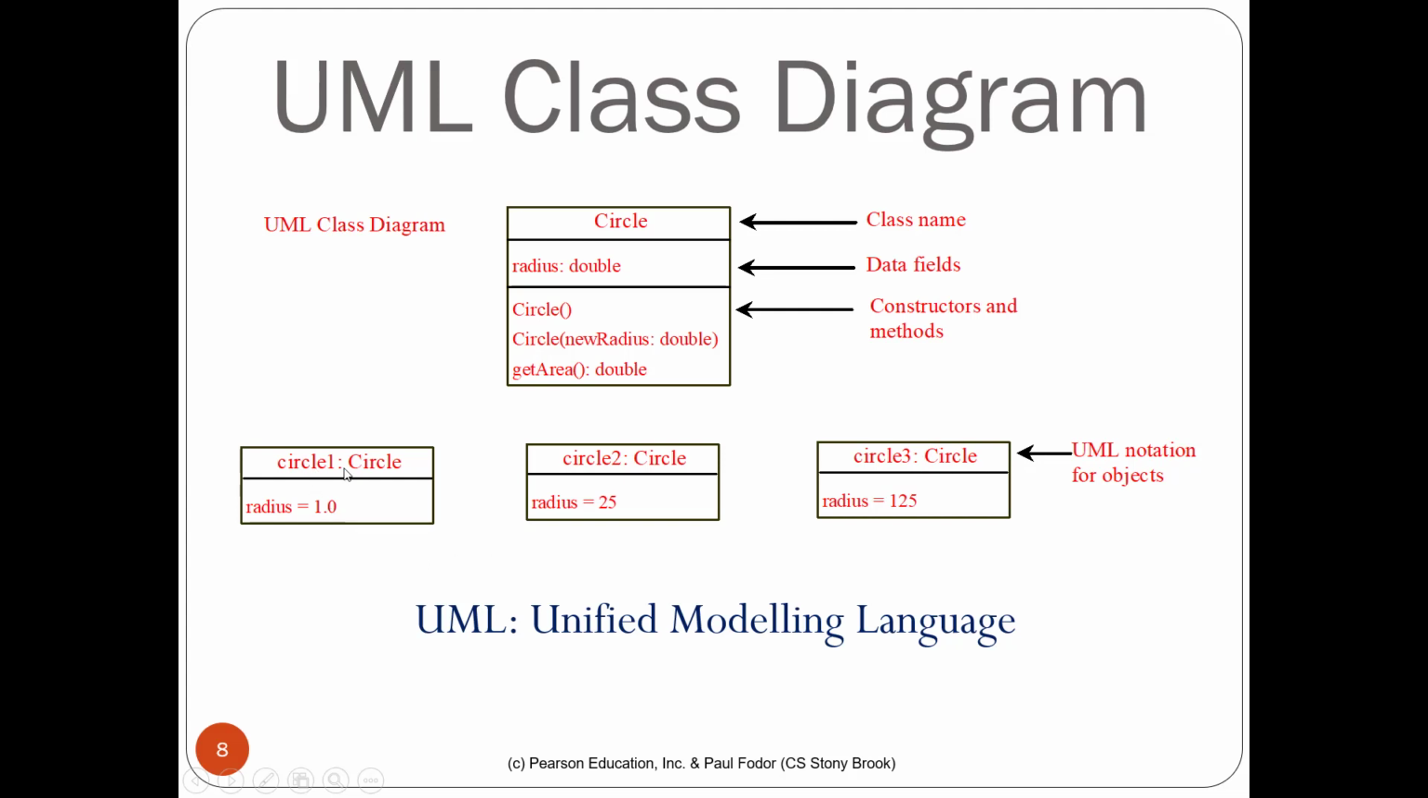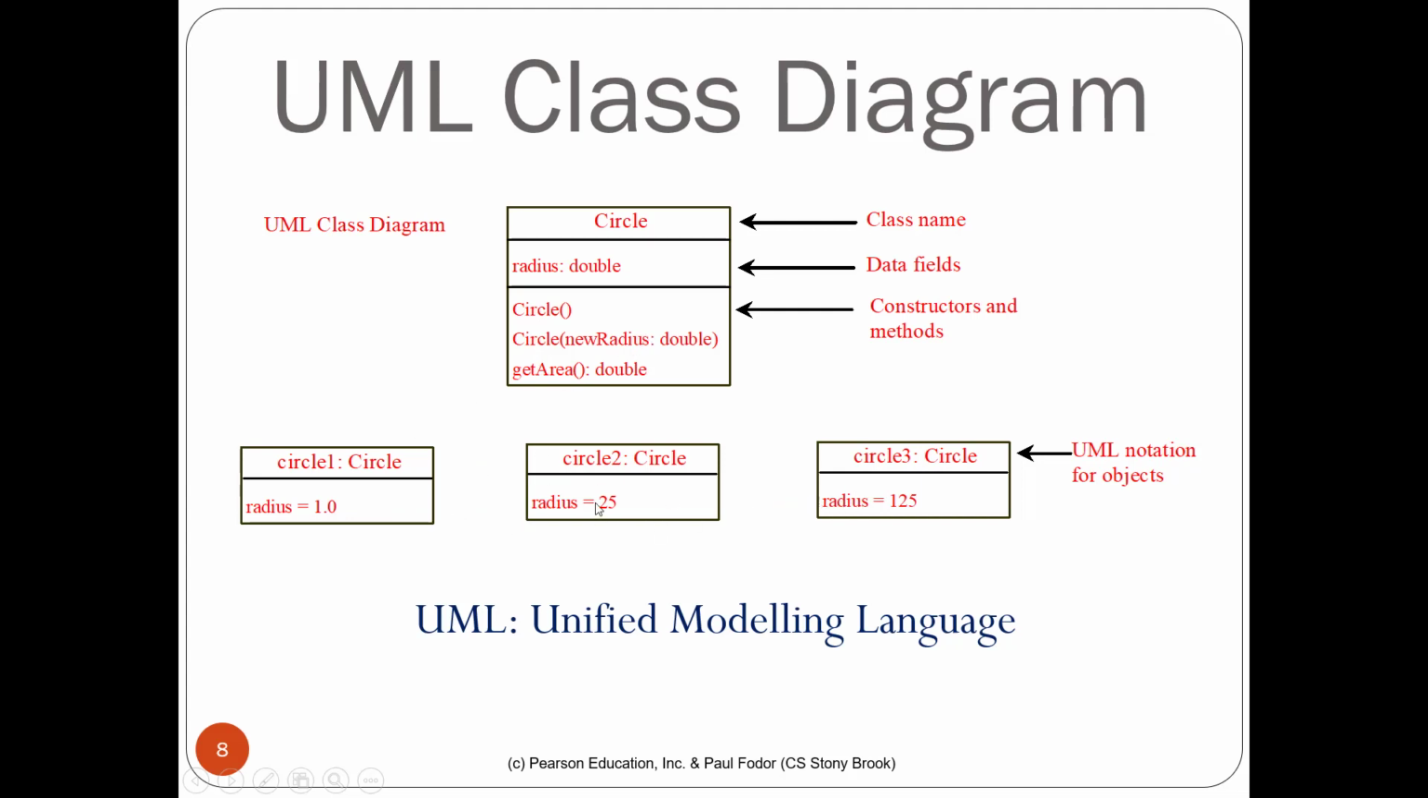And what is circle1? Look at it. circle1 has its type, which is the Circle class. So circle1 is an object and its type is Circle. And what's the data field? Radius, which is 1. Similarly for circle2, its type is the Circle class, and its radius is 25. circle3 is of type Circle and its radius is 125. Interestingly, you will find that we don't have any methods declared for these objects, the reason being the methods are the same for all the objects.